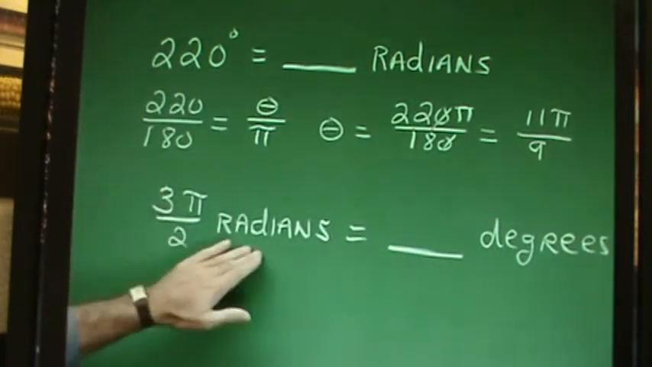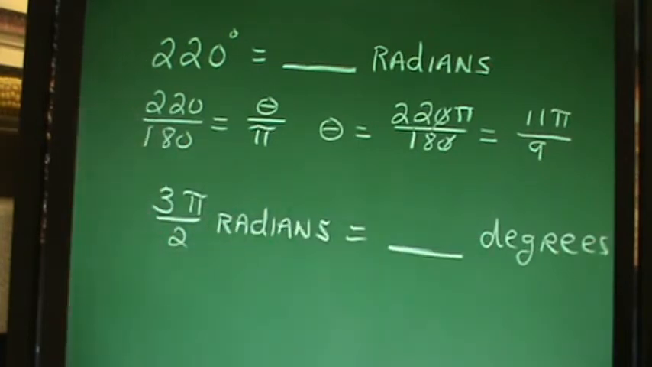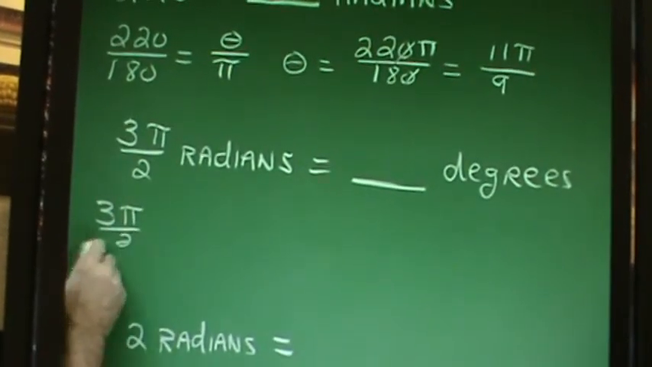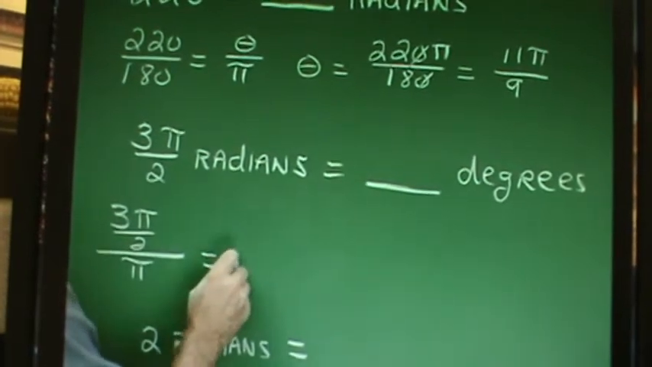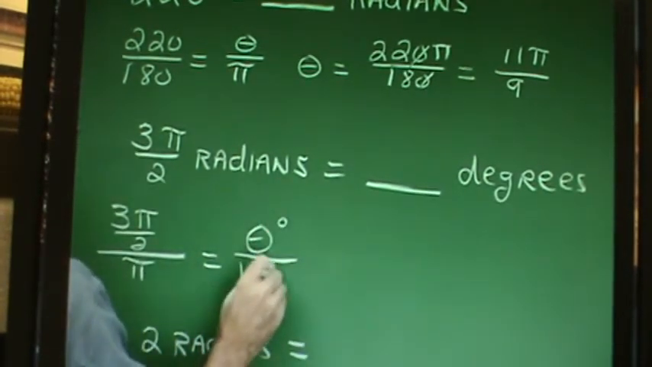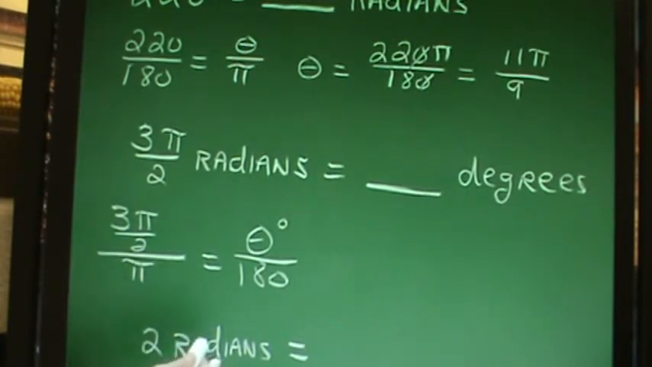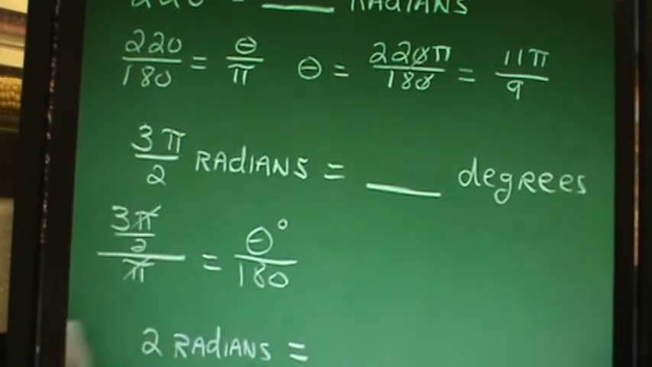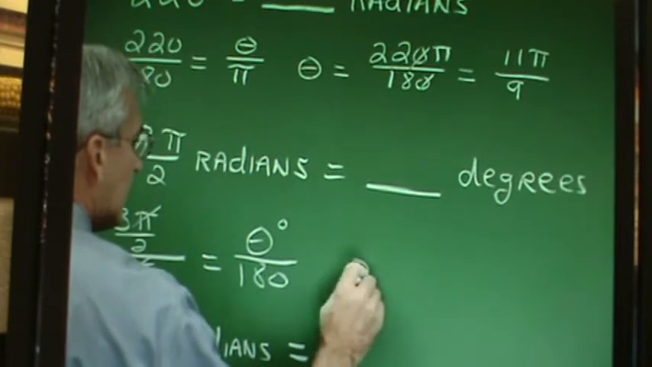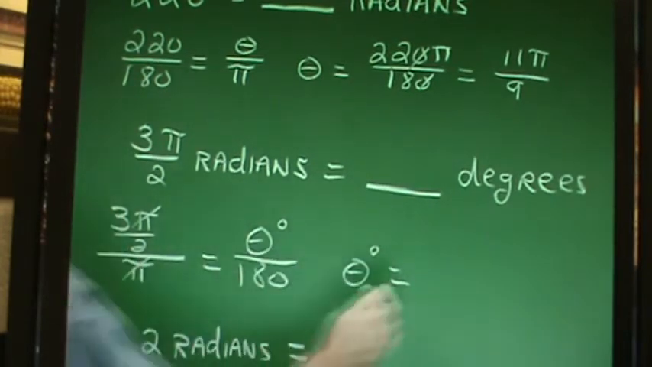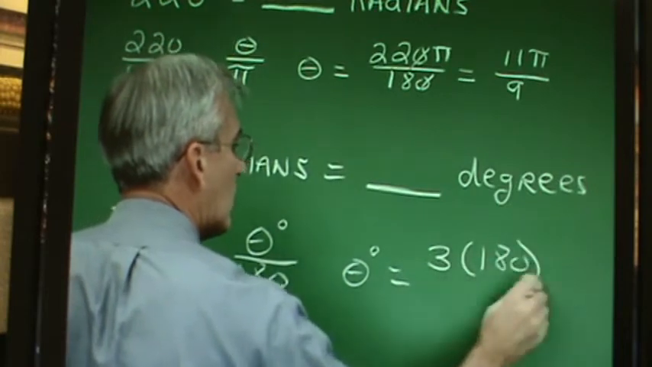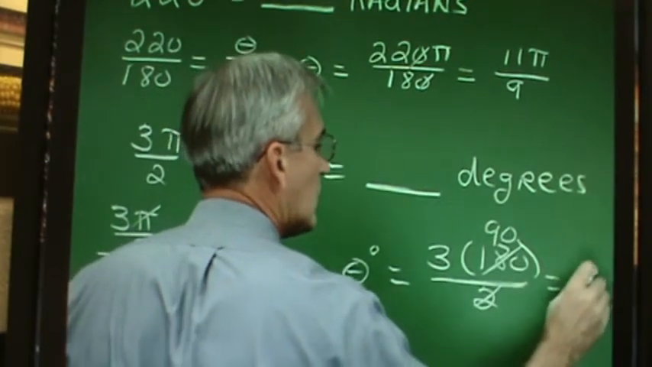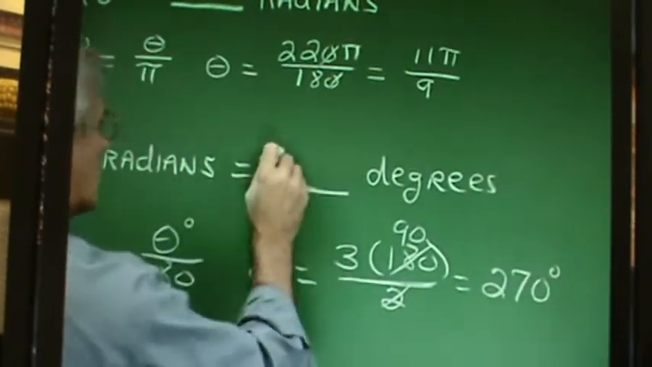How about 3 pi over 2 radians and converting to some number of degrees? Again, it's the same idea. We take the number of radians and put it over pi, and then this is equal to theta in degrees over 180. Again, we go through the cross multiplication. The pi's go out here, and we have 180 coming over here. Multiply on both sides by 180, so we find theta in degrees equal to 3 times 180 over 2. Now the 2 and the 180, this is 90, 3 times 90, so we have 270. So this is 270 degrees.